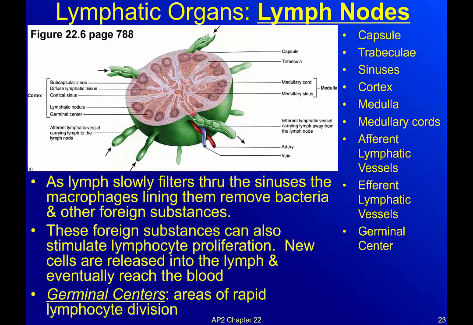Okay, so lymph slowly filters through, right? And we're removing all of the things that aren't supposed to be in here. The foreign substances can actually stimulate those lymphocytes, those B and T cells, to proliferate. It can make them make more.